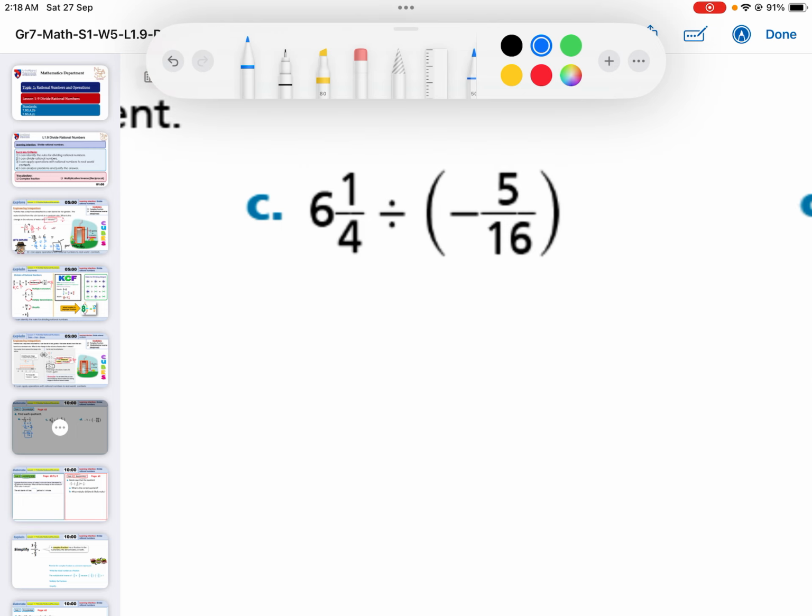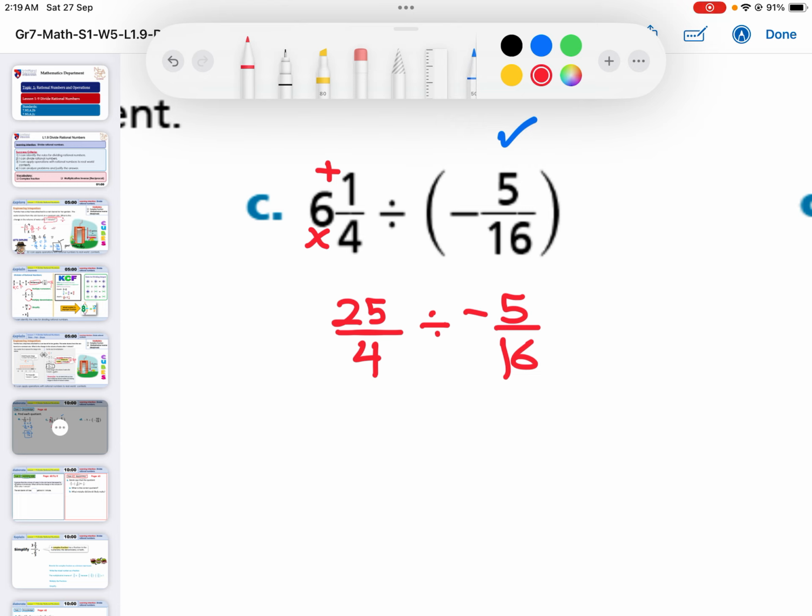Okay, next one, we have here a mixed number, and that's a fraction. The fraction is ready for us, but the mixed number, we need to convert it into an improper fraction. 2 steps, multiply and add. 4 times 6, that's 24 plus 1, 25, and the denominator stays the same. Then I will bring down the rest. I will bring the division sign. I will bring the negative 5 out of 16.